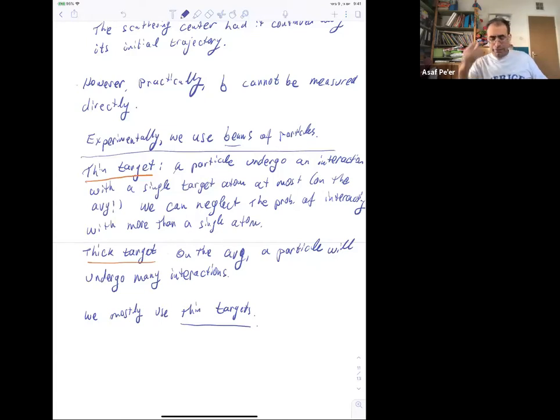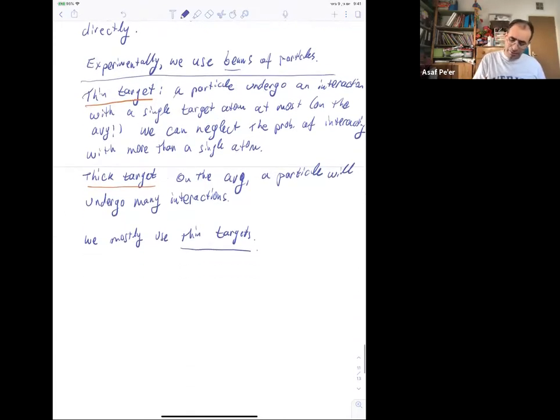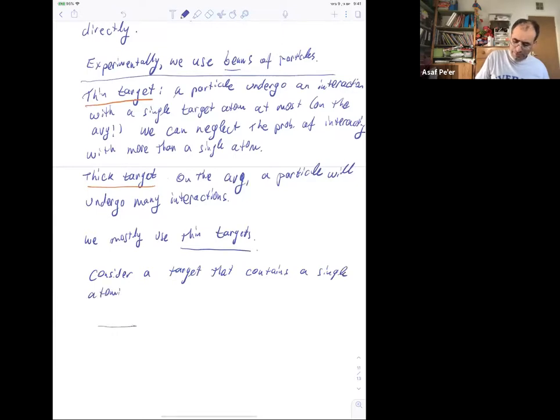Okay, so if you want to study physics of interactions, we work with thin targets. So consider a target that is only a single atom. Right, here we have a single atom.